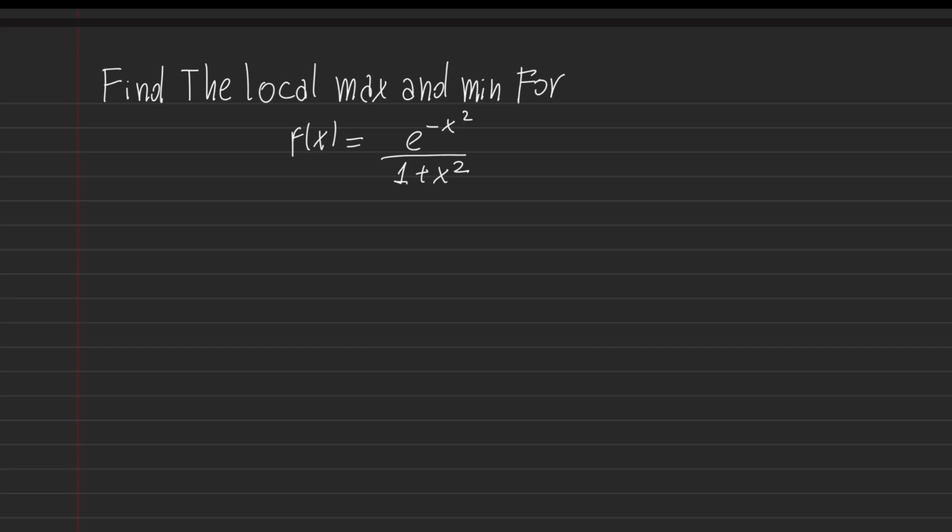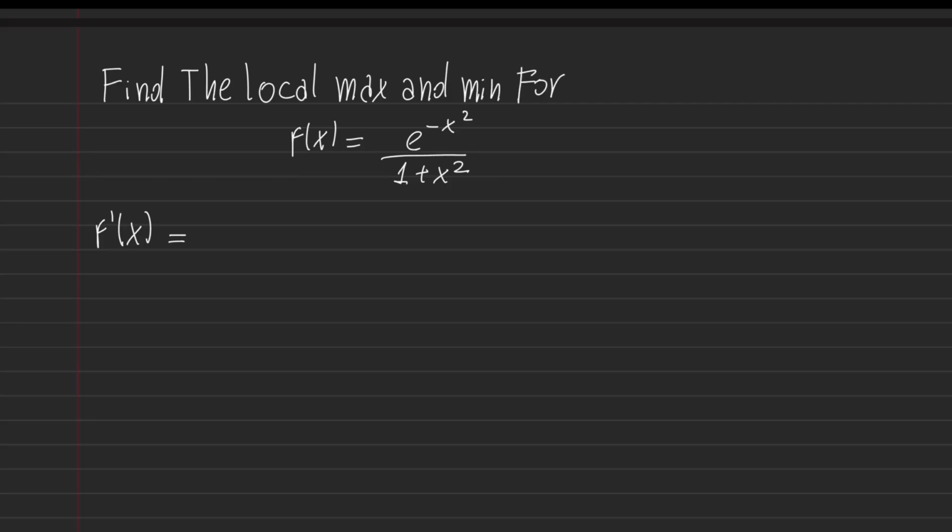As a second exercise, I want to compute the local maxima and minima for the function f of x equal to e to the minus x squared over 1 plus x squared. As always, the drill is the same. Critical points first. So compute the first derivative, f prime of x, equal to what?